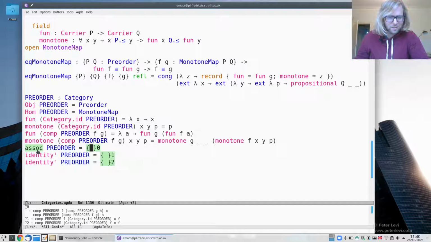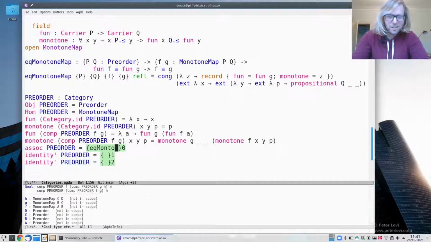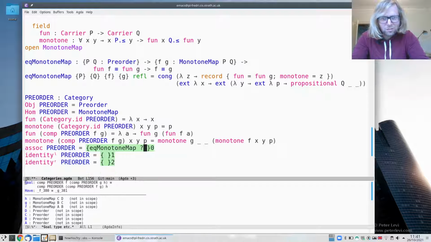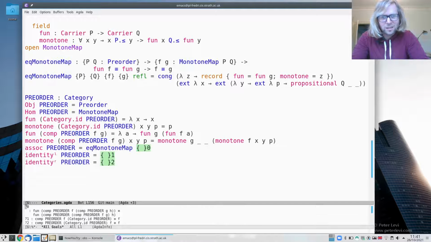Right? Okay, and then we have to show that this composition is associative, meaning that it doesn't matter how we bracket it. But we have this handy thing here for showing that two monotone maps are equal, saying that it's enough if the underlying functions are equal. Right? So if we use that, because here we really want to show that two compositions, that is two monotone maps, are equal, right? So that applied to something, it's going to give us what we need.